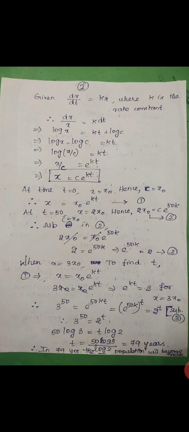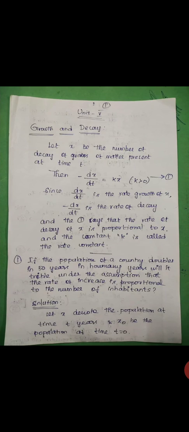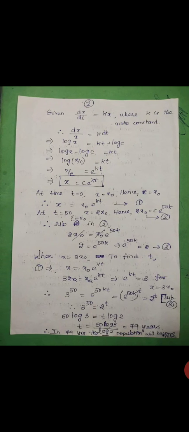At t is equal to 50, as also given in our question. Let me look at the question: the population of the country doubles in 50 years. So t is equal to 50. Assume the population is x; it doubles in 50 years, so x is equal to 2x naught.